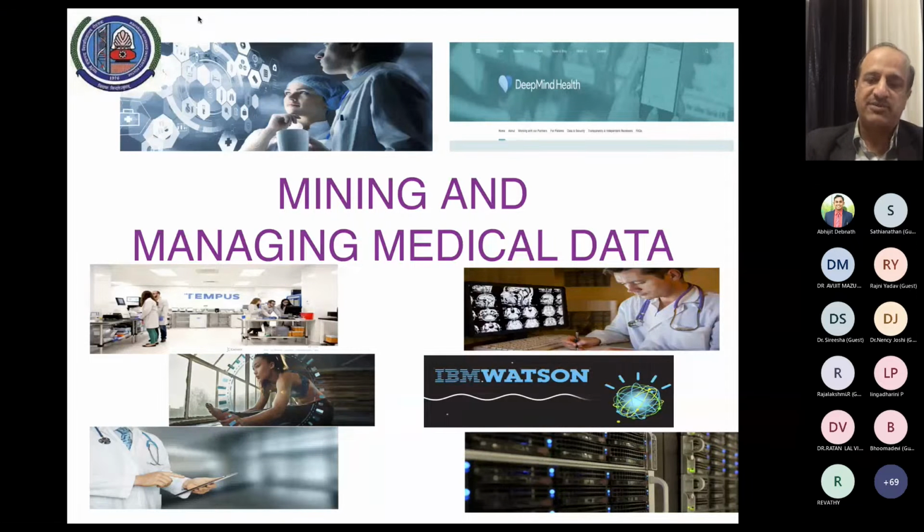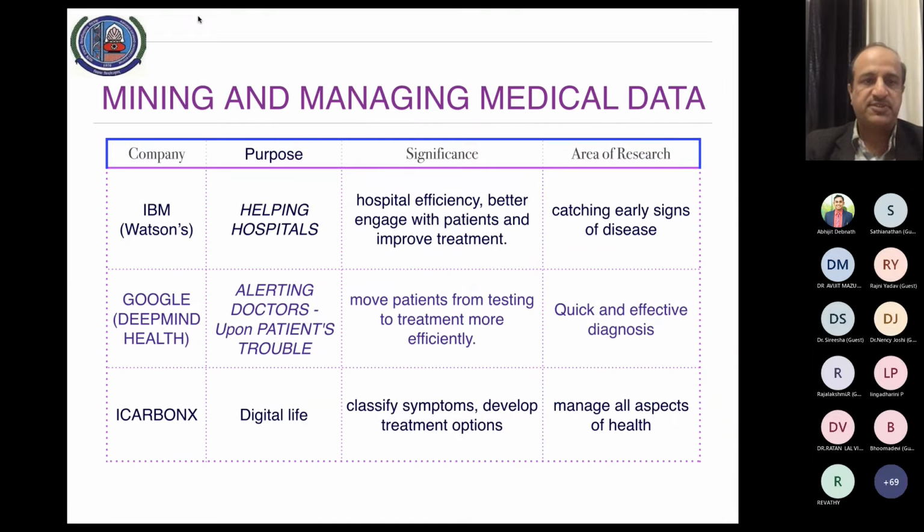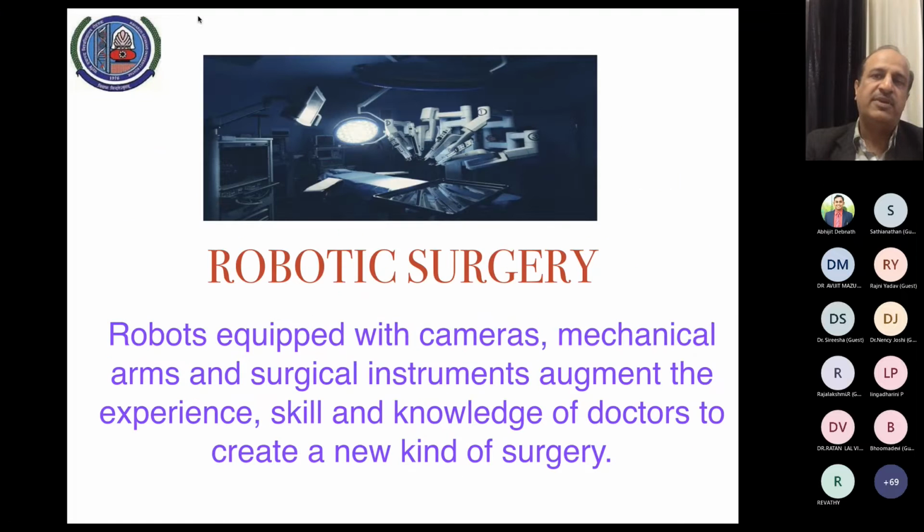Coming to the mining and management of medical data, the companies using it include Tempus. They are making a data library for personalized health so that a better cure for cancer is possible. CanCI is for the purpose of hospital risk predictions. And S2O.ai works for health systems like IBM Watson, Google DeepMind Health, and iCarbonX. They are working with the digital life and have their areas of work in mining and management of medical data.